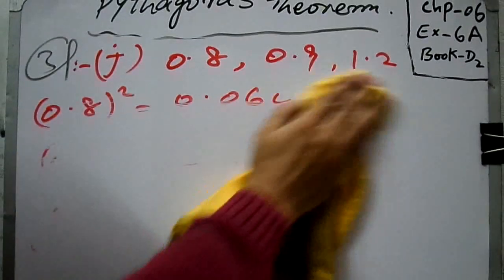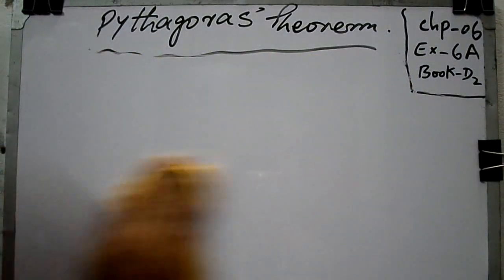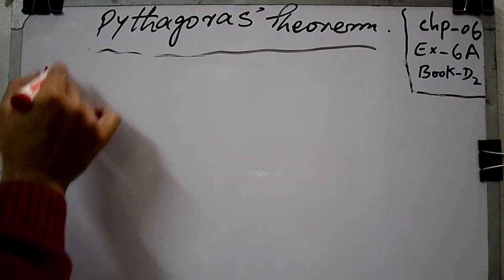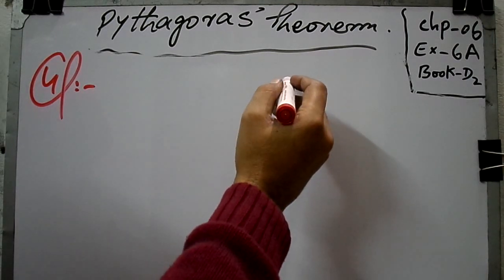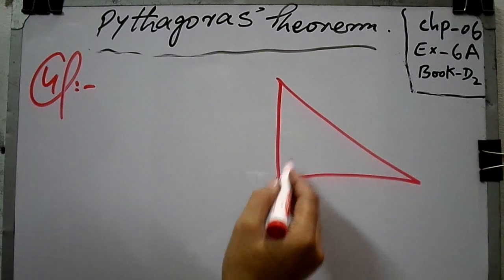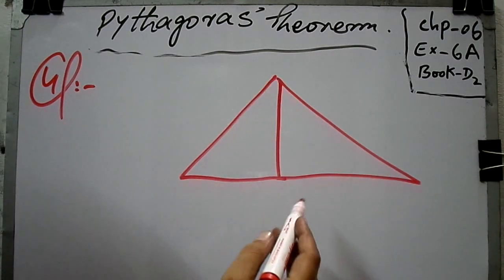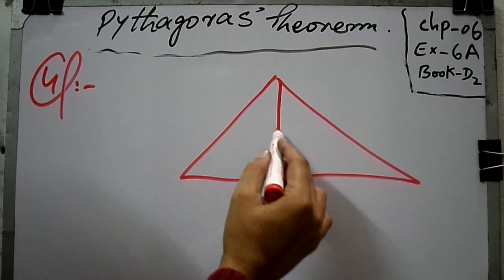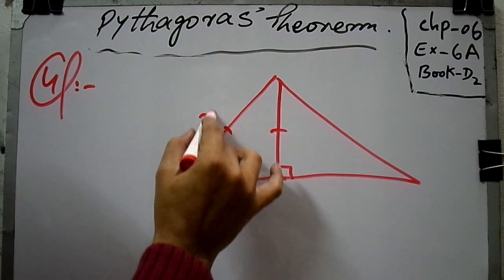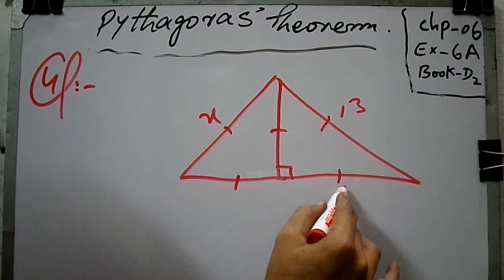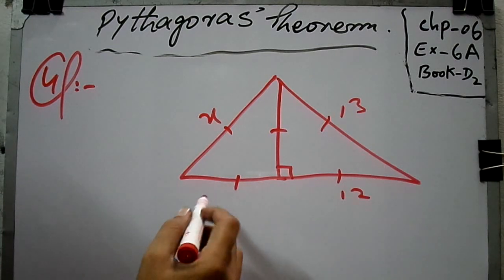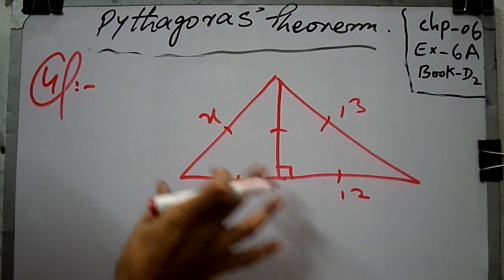Now coming to question number 4. In question number 4, you have been asked to calculate the value of the unknown figure. In your textbook, a diagram is given like this. It is to be noted that at this point you have to find the value of x; this side is 13 and that side is 12, and now you have to find the value of x.